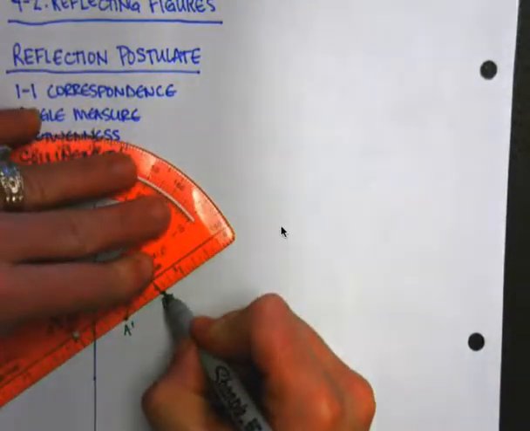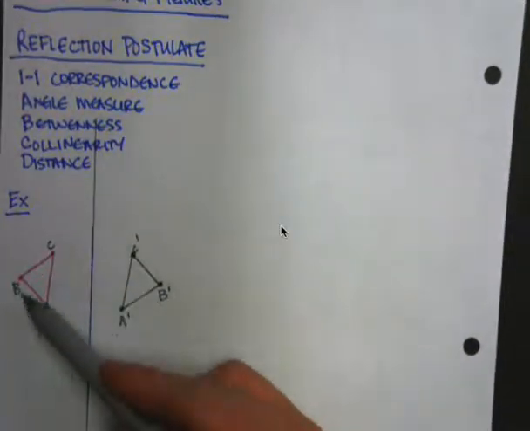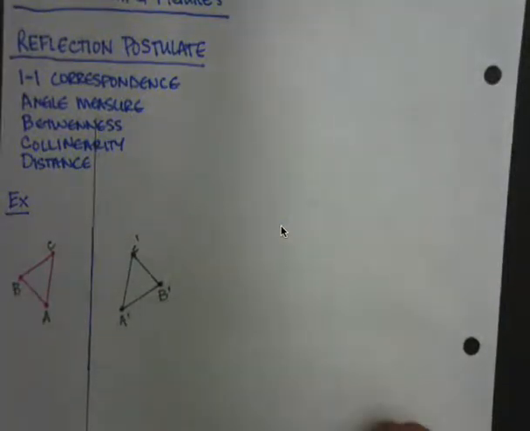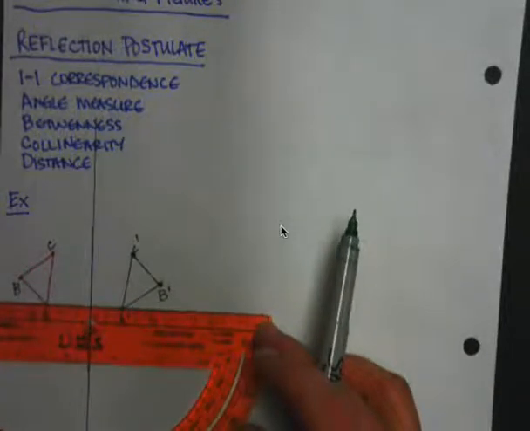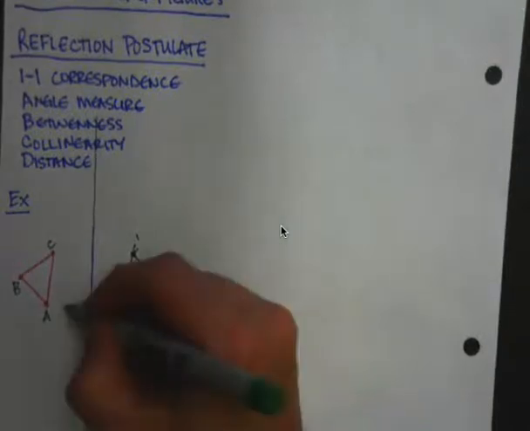And this should be a pretty good reflection of ABC onto A prime, B prime, C prime. All right, although that doesn't look very good. Maybe I'm off on measuring, okay? So I think you get it.